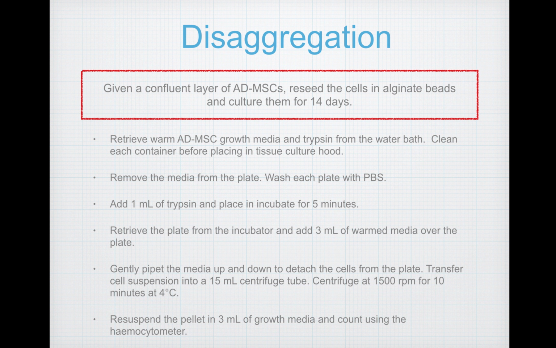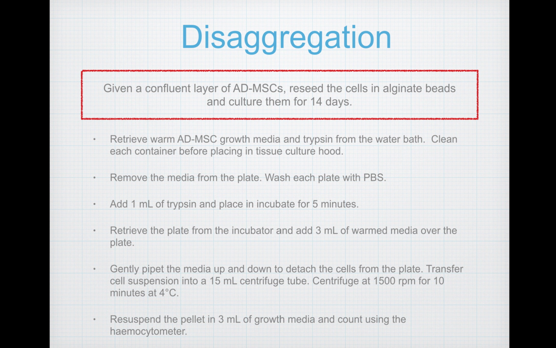So just to recap what you just saw, you'll retrieve warm growth media and trypsin from the water bath. Make sure you clean each container before placing them in the tissue culture hood. You'll then remove the media from the plate and wash each plate with PBS. And you'll add then 1 milliliter of trypsin onto the plate and incubate for 5 minutes.